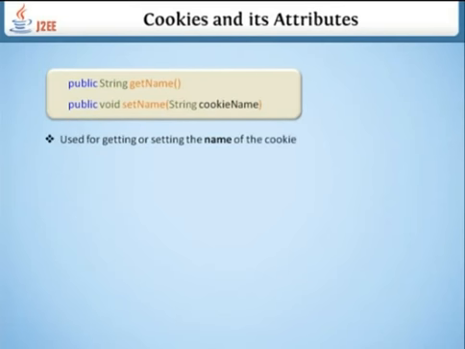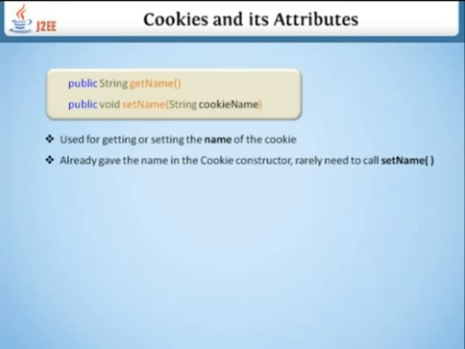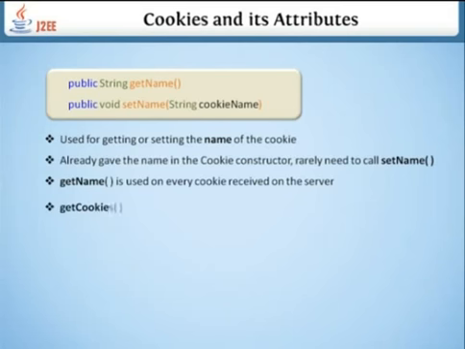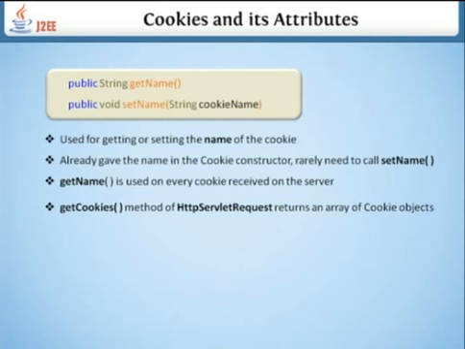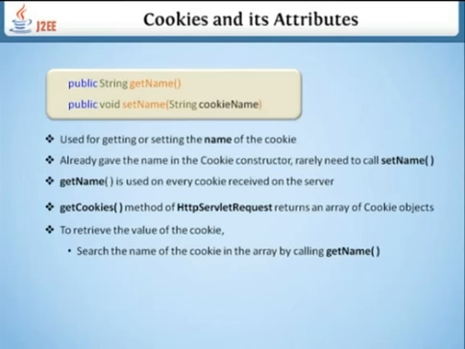getName and setName are used for getting or setting the name of the cookie. We already gave the name in the cookie constructor, so we rarely need to call setName. getName is used for every cookie received on the server. The getCookies method of HttpServletRequest returns an array of Cookie objects. To retrieve the value of a cookie, find the name of the cookie in the array by calling getName, then retrieve the value by using getValue.